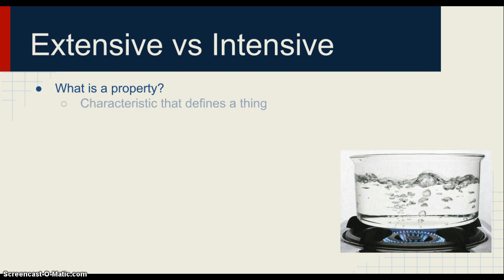Well, a property is going to be a characteristic that defines a thing. Length, width, height, color, maybe what the thing does, maybe what the thing smells like, what the thing tastes like, although we won't be doing a whole lot of smelling and tasting in chemistry. Now, an extensive property, this is a property that is going to depend on the amount of something. So try to think for just a second about what sort of property this could be.